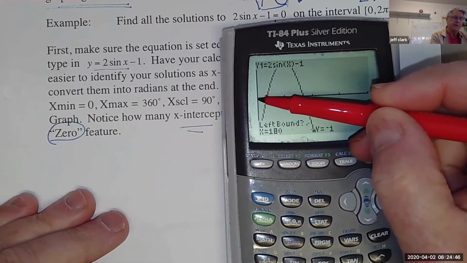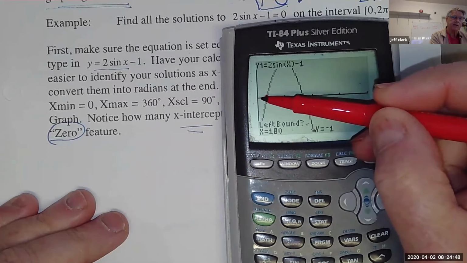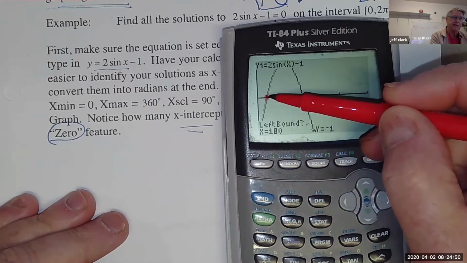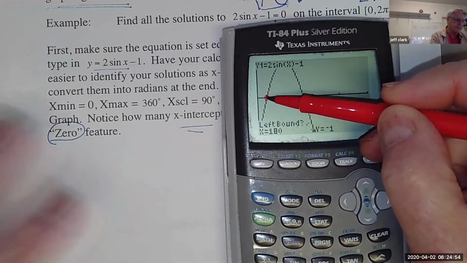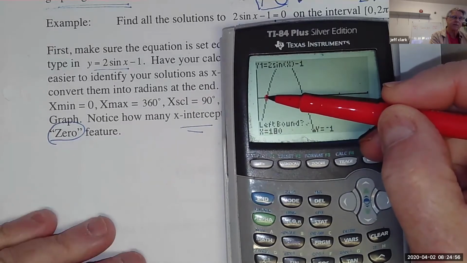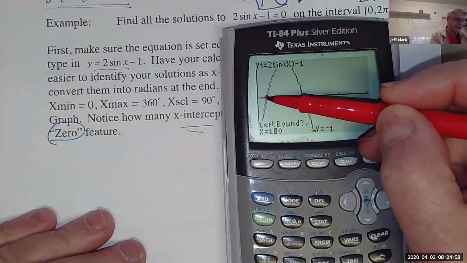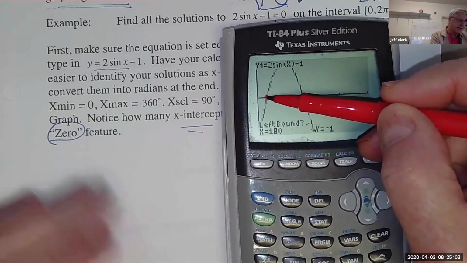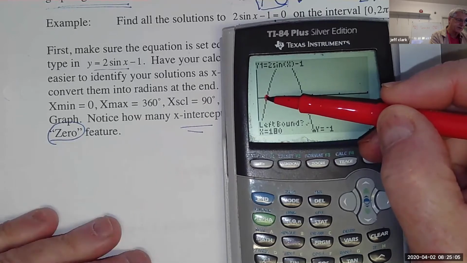It's 0. So pick something just to the right of that, but to the left of this. You want to be to the left of your dot. That's why I put it in red marker right there. To the left, but don't go off the screen. So I'm kind of guessing that it's 30 degrees. Of course, we knew that ahead of time.